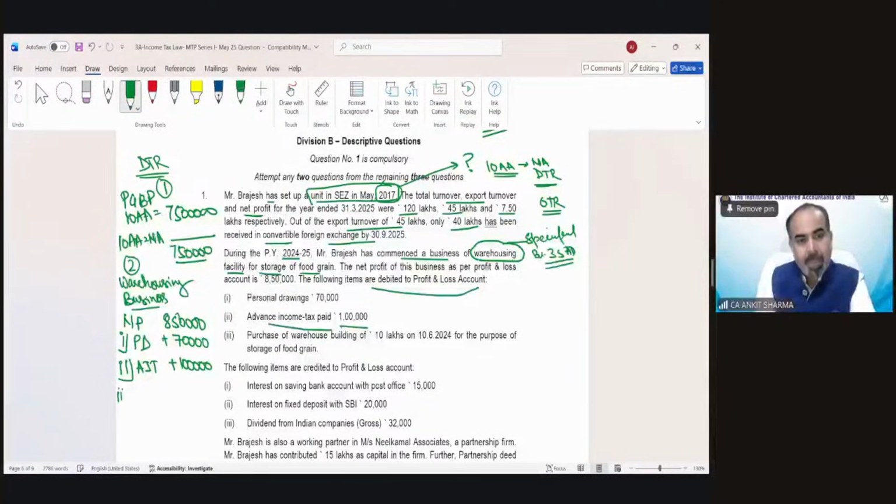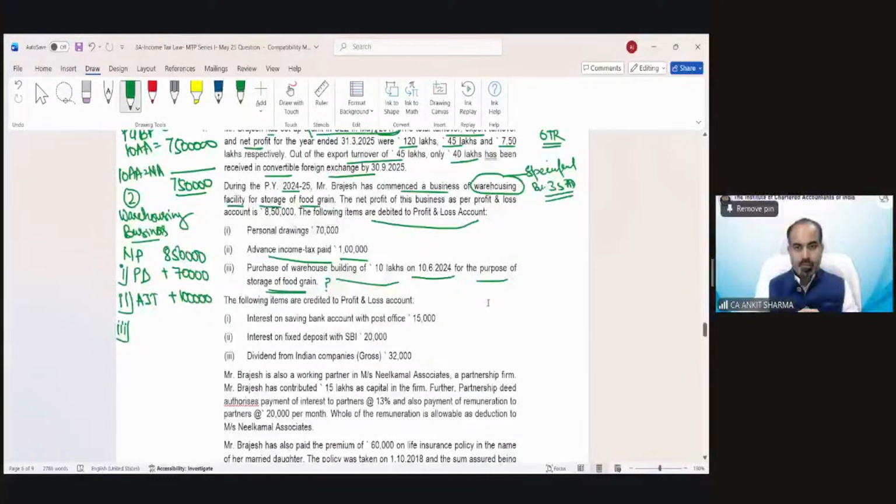Next is purchase of warehousing building of 10 lakhs on 10/6/2024 for the purpose of storage of food grains. What do I need to do? Tell me. What is the implication of this information given in the question? Purchase of warehousing building of 10 lakhs on 10th June 24 for the purpose of storage of food grain.